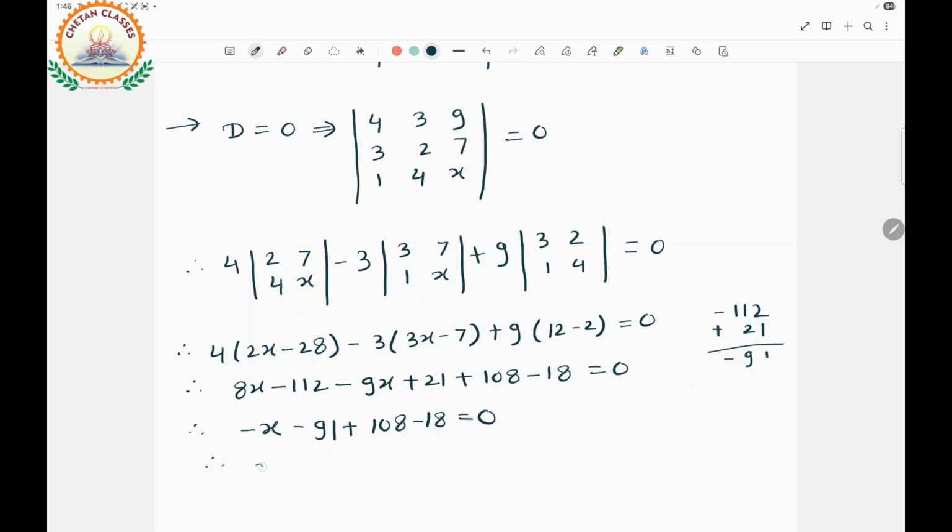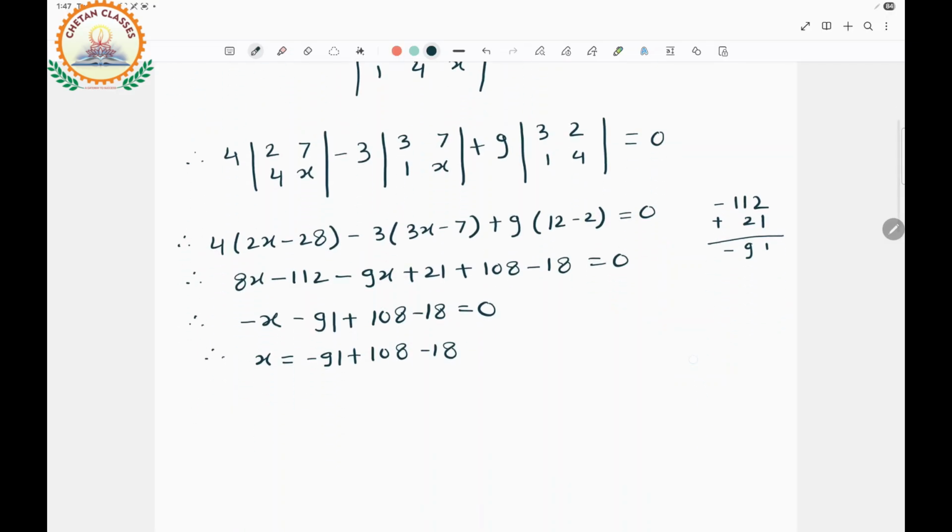Take x on that side. So x is equal to minus 91 plus 108 minus 18. So 108 minus 91 means 17. Therefore x is equal to plus 17 minus 18. Therefore x is equal to minus 1.